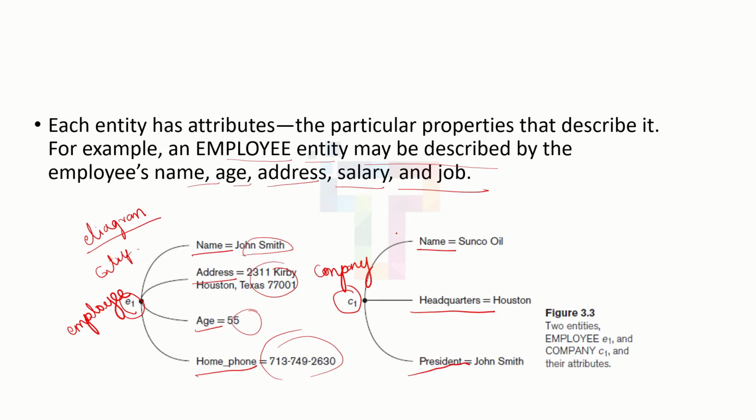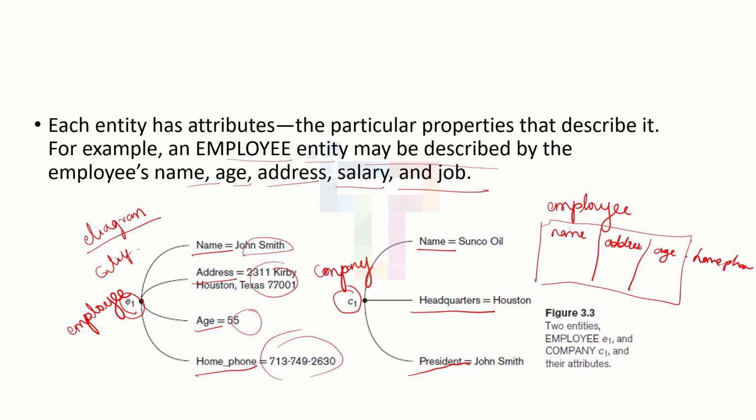Whenever we are inserting a value in a table, we have an employee table. Clear? Employee is an entity. It has name and address. Next we have age of an employee, and one more we have home phone. Like this we store the data, right? So these are the attributes. Now the values we need to store, right? John Smith, 2311, age is 55 and phone number is 731 something. So this is how we store the data. I hope you all understood what is an entity, what is an attribute, and what are the values of an attribute.